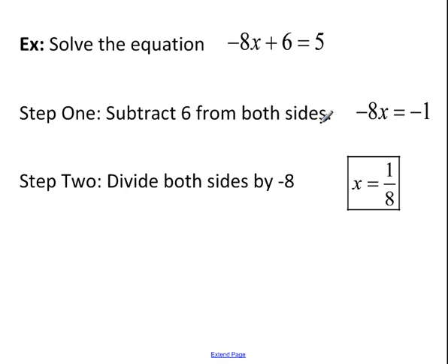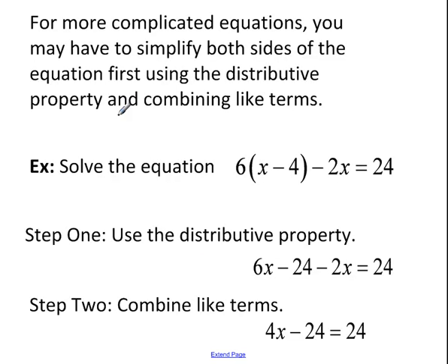Alright, so some of our easier ones here, a little two-step equation. We're going to subtract our 6 from both sides here. 5 minus 6 gives us that -1. Then we have to divide by not just 8, but -8 on both sides. And the negatives cancel, both here and here, leaving us with x equal to 1/8. And I know it's a fraction, but it's okay. It's just the answer. We just leave it alone.